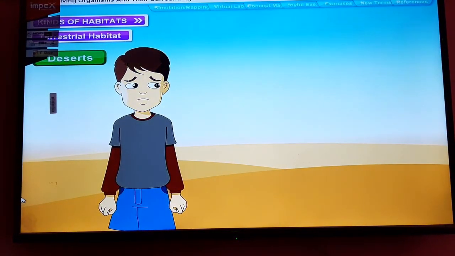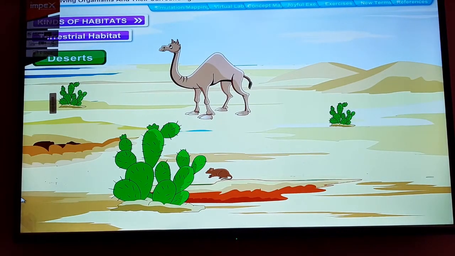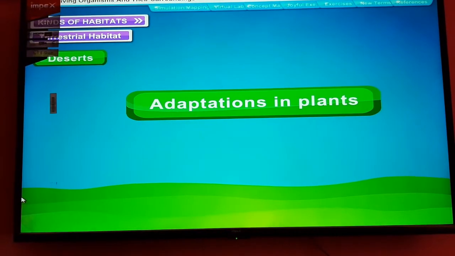Deserts. Deserts are usually very hot during daytime and very cold at night. They get very little rainfall, so there is very little water available in the desert. Yet, a large number of plants and animals live here. Let us study what adaptations they have in these difficult conditions.